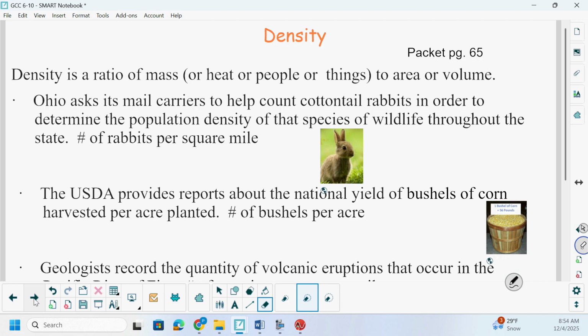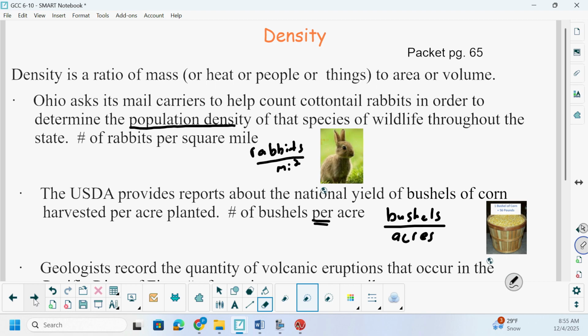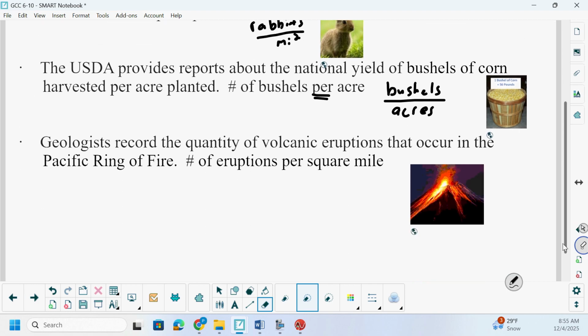If you want to determine how many rabbits there are in a certain area, you're finding the population density of rabbits. So you're finding the rabbits per square mile. To find that, all you would do is take your number of rabbits and divide it by whatever the miles squared is that you're working with. And the next one, bushels per acre. That per in math means to divide. So you'll just take your bushels amount and divide it by your acres amount. And that'll tell you your bushels per acre.